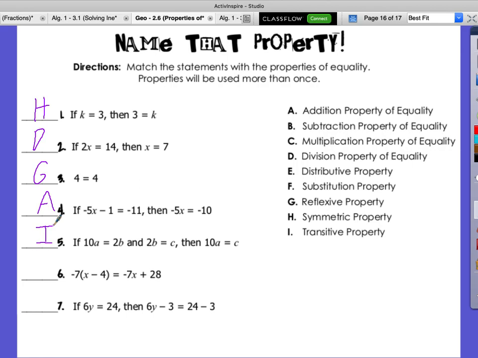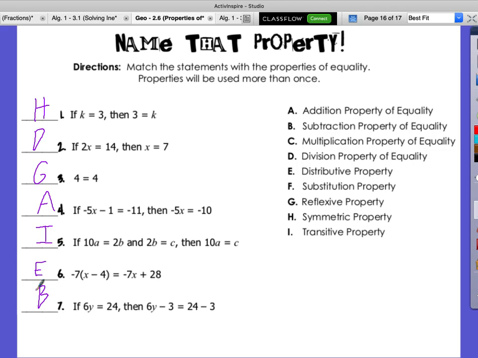Okay. Justin and Betsy, what did you guys get for number 6? E, the distributive property. Very good. Okay. Number 7, what did you get, ladies? B. I agree. That would in fact be our subtraction property. You subtract 3 from both sides, right? Even though we didn't actually finish the subtraction, that's what we did.